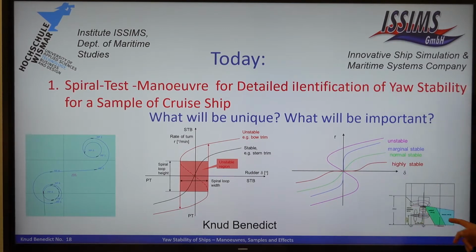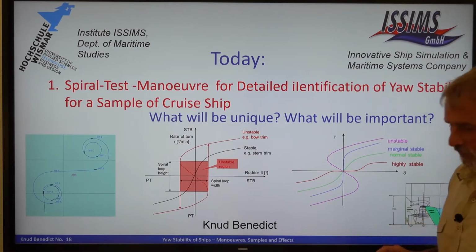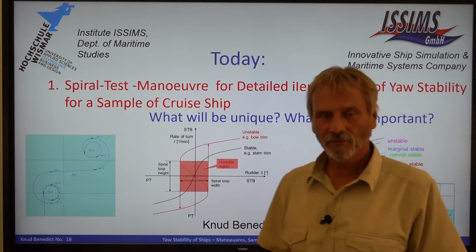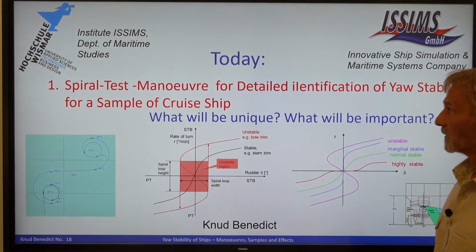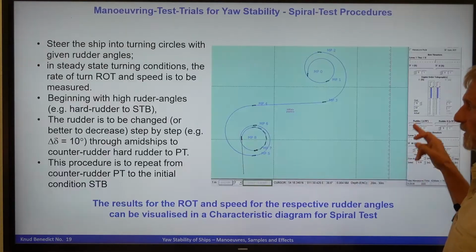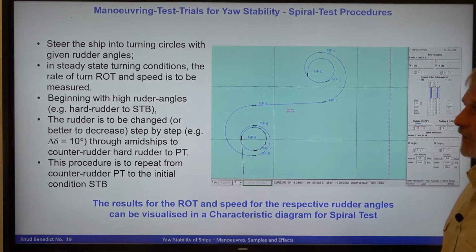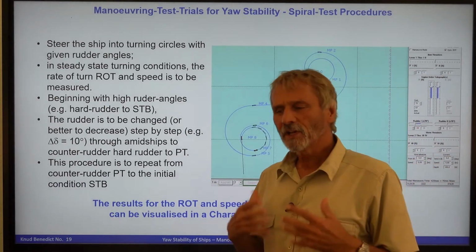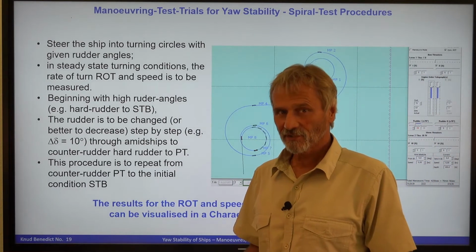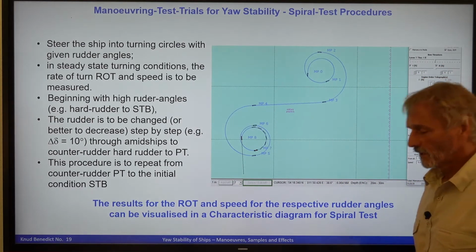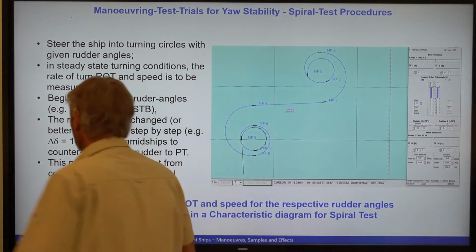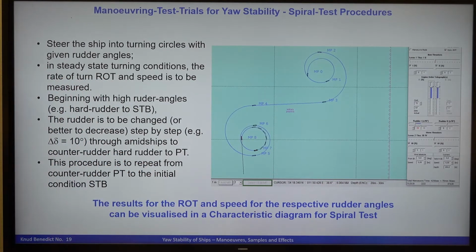And the final part will also discuss how the shape of a ship, so stern form and trim of the ship, will have an effect on the yaw stability. Okay, so the first question is, what is a spiral test? I have put together here how you have to perform it, so the procedures.